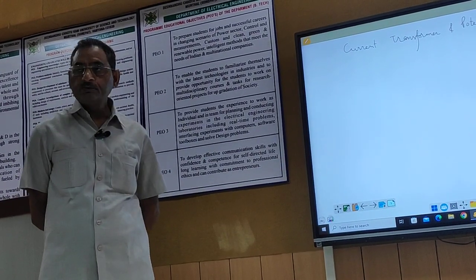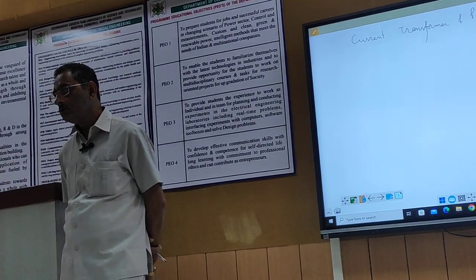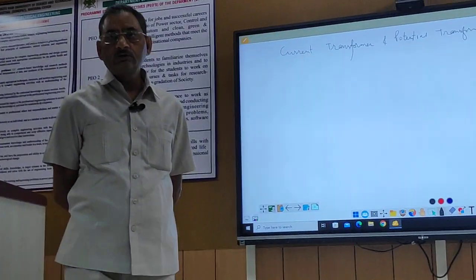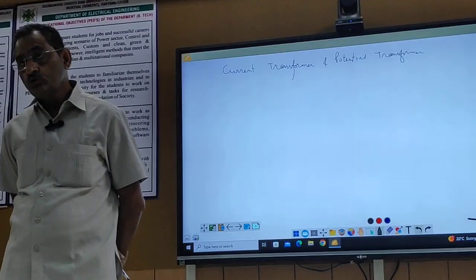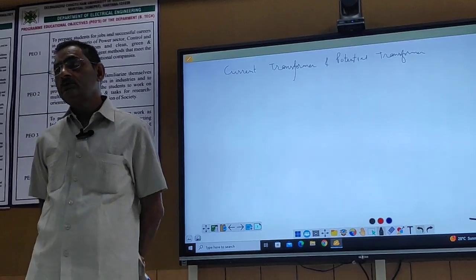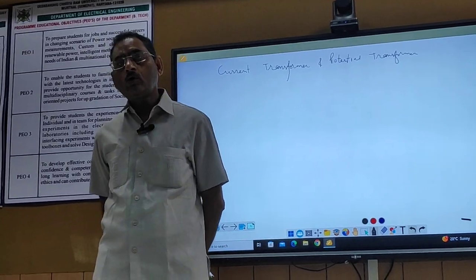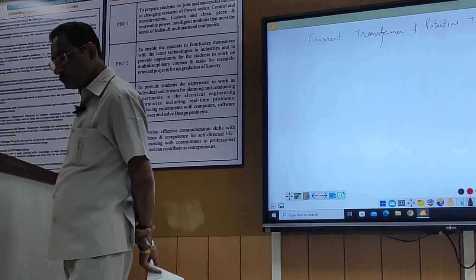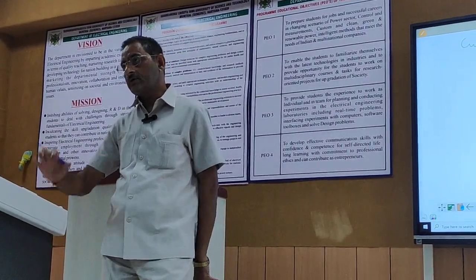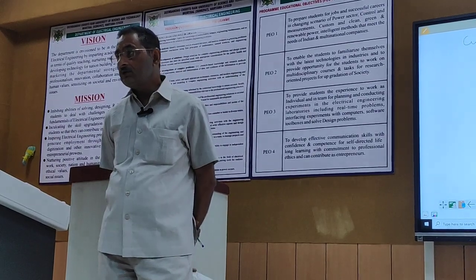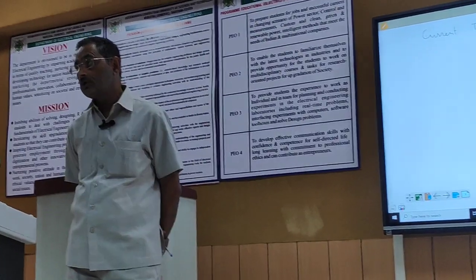Now the next topic is about the instrument transformers. What is the meaning of instrument? When we talk about the instrument transformers, we are talking about instruments, and an instrument is a device used for the measurement purpose, or as a tool which is used for making some work. As this transformer is used for the measurement purpose, that's why it is called the instrument transformer.